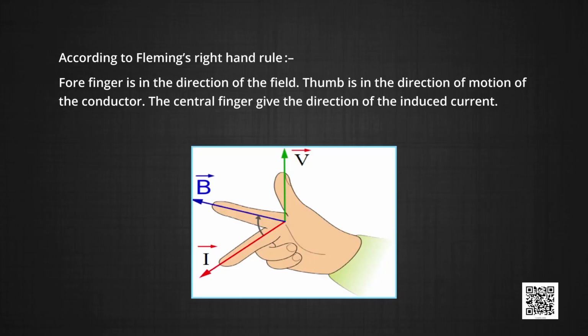According to Fleming's right-hand rule, if we stretch the forefinger, central finger and thumb of our right hand mutually perpendicular to each other, such that the forefinger is in the direction of the field and the thumb is in the direction of the motion of the conductor, then the central finger would give the direction of the induced current. We talked about in which direction we can induce the current. Now we will be talking about how we can induce the current.